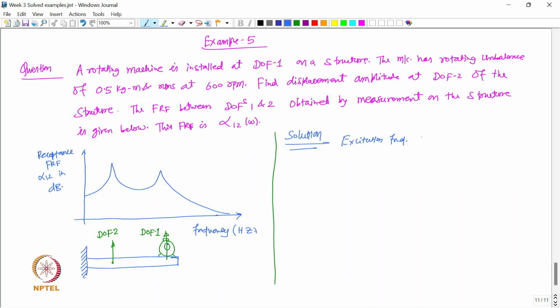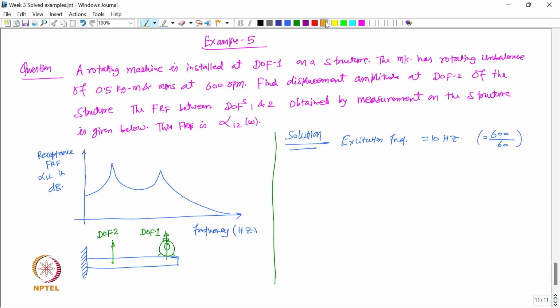Which is equal to 10 hertz, as given in the problem, because it is 600 rpm. So that is essentially 600 divided by 60, right, 600 rpm divided by 60, that is 10 hertz. So at 10 hertz we should read from the given FRF measurement what is the value of the FRF.